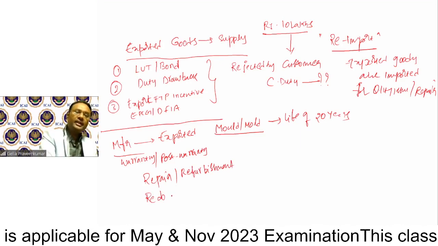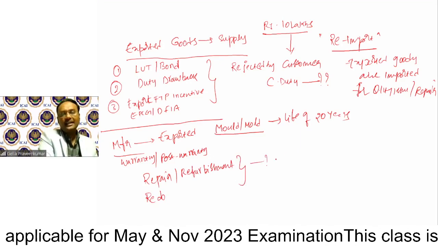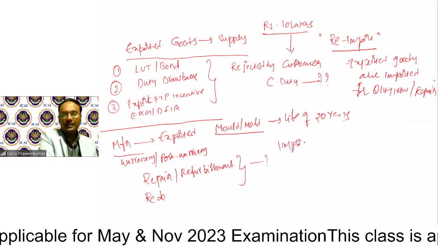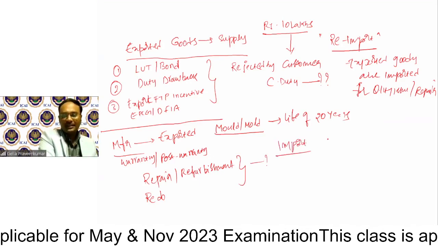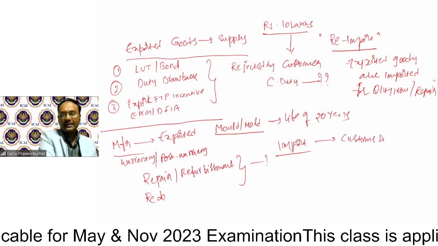That means altogether I scrap and prepare once again. Now, what happens here? I, as an exporter, I'm going to import this machinery. When I import this machinery, should I need to pay customs duty?